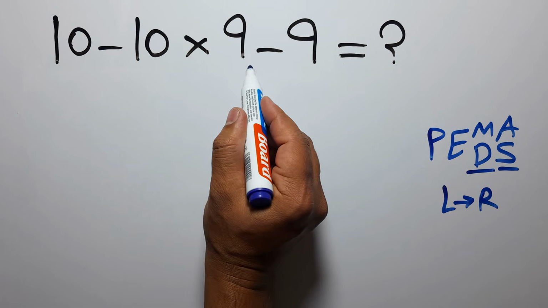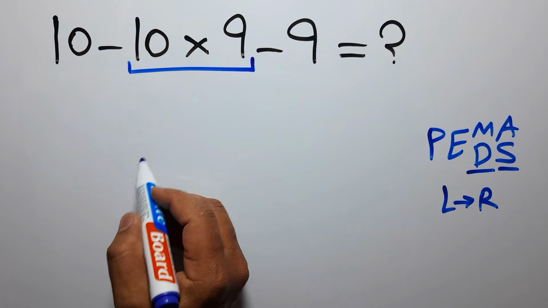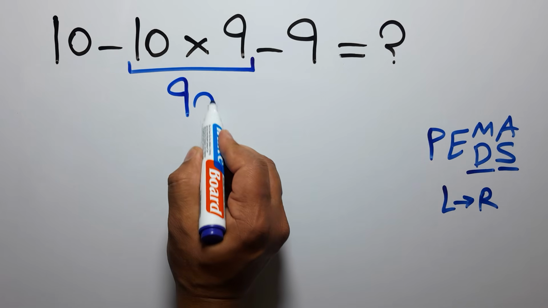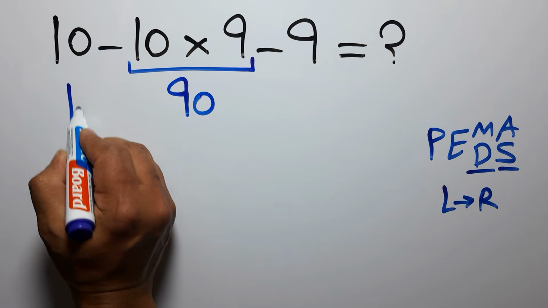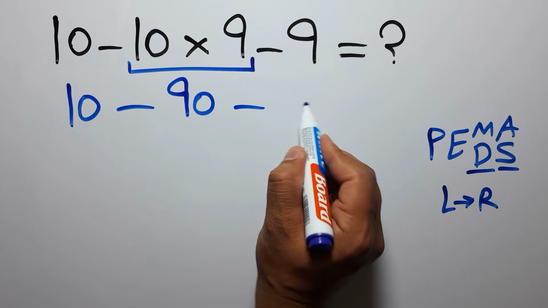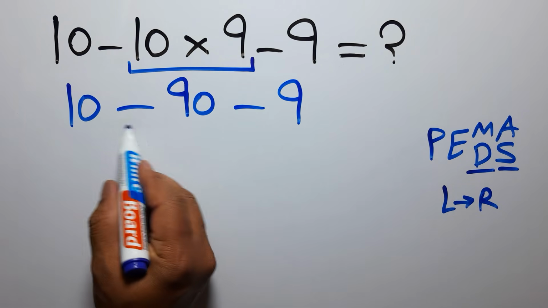So first we have to do this multiplication. 10 times 9 gives us 90. So we have 10 minus 90 minus 9. Now we have to do this subtraction.